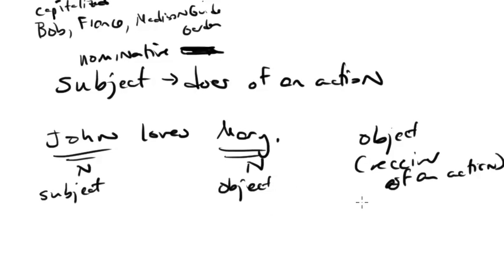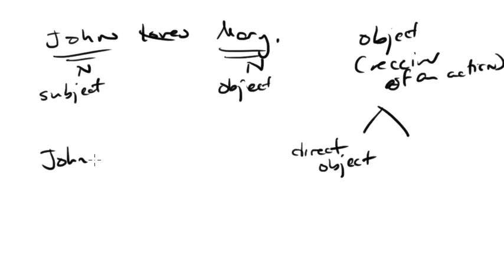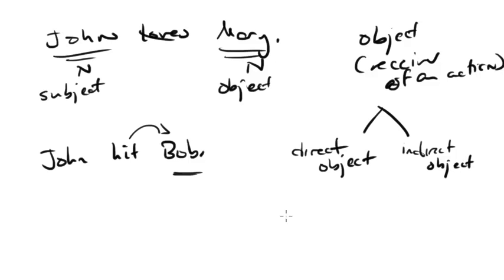There are actually two kinds of objects we can talk about. We can talk about a direct object, and this is when the noun receives the action directly. So, let's just change the sentence. John hit Bob. In this case, Bob is the direct object because he's directly receiving the action that John is doing, the hitting. You can also, though, have an indirect object. And this is a noun that is benefiting from the action in some way, but is not directly being affected by it, or not directly being acted upon.